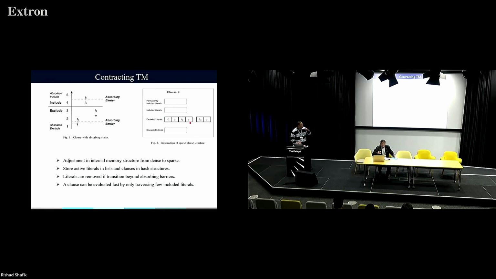So in the beginning of training, we put all states in the excluded state, at a boundary. So after training, some of them will be included, some of them will be excluded, maybe some of them will be permanently included, and some of them will be discarded. So that is the new configuration.